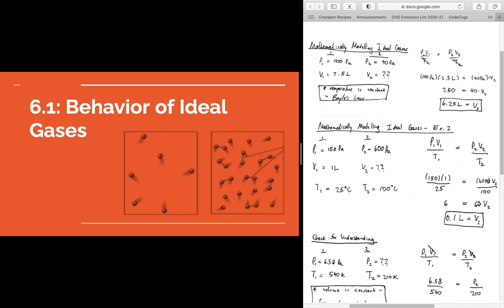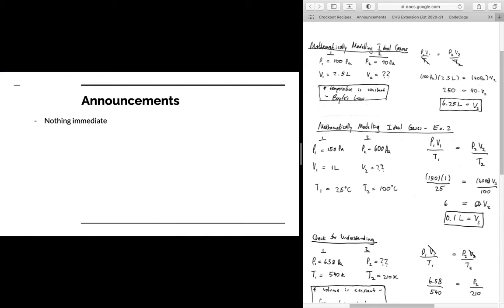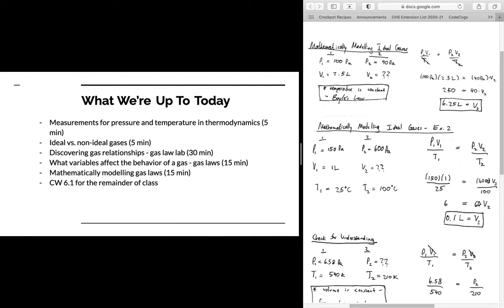So we're looking at 6.1, behavior of ideal gases. Announcements: we have nothing immediate on the horizon. What we're up to today: measurements for pressure and temperature in thermodynamics; ideal versus non-ideal gases. What are the differences between ideal and non-ideal gases? What does that mean? Why do we talk about ideal gases versus non-ideal? Gas law lab, that's what we are doing outside of the video. Unfortunately, that can't be done here. And then what variables affect the behavior of a gas, aka the gas laws, and then mathematically modeling gas laws.